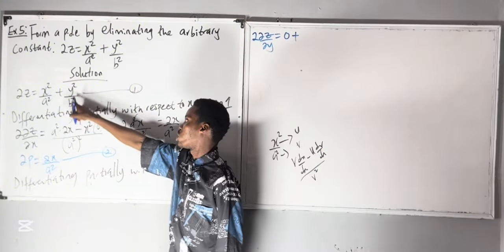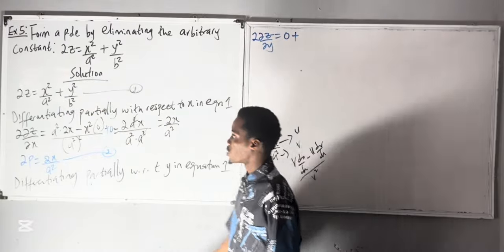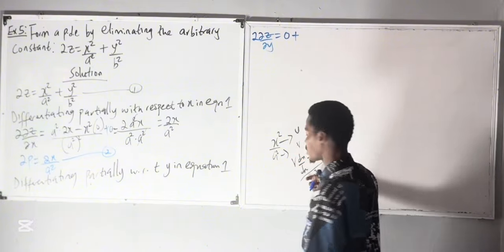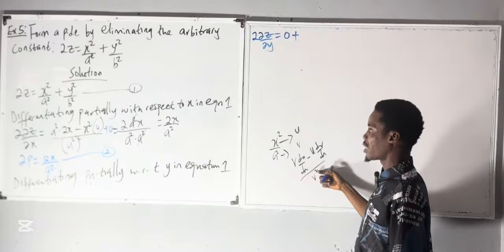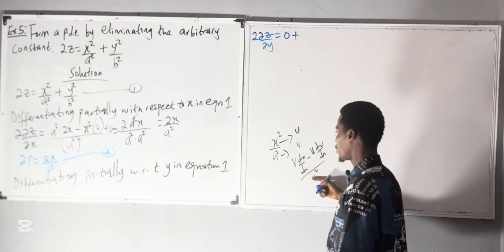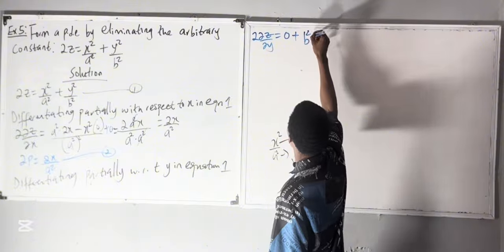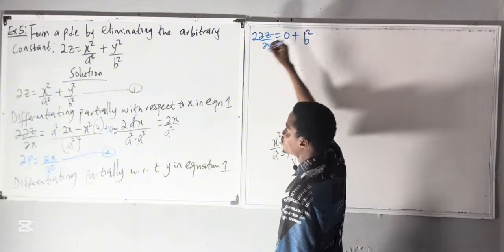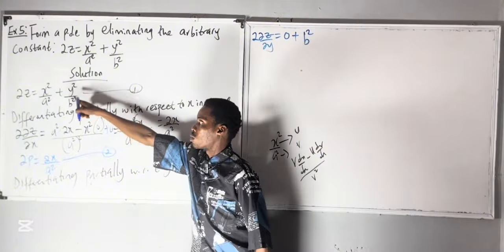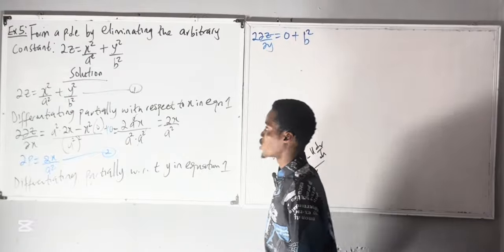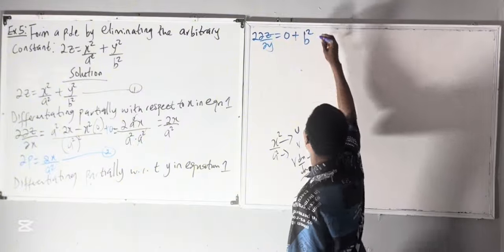I'm going to differentiate this one with respect to y. I'm going to use this same formula as well. I'm going to take v, so our v is b square. I'm going to differentiate u, the numerator, with respect to y, and I'm going to have 2y.